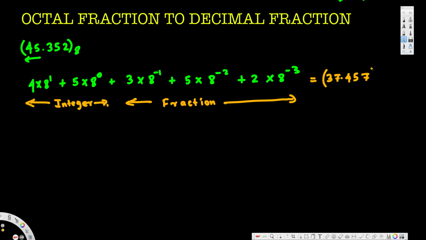For a decimal number, the base is 10. Okay, and that's how we convert an octal fraction number to a decimal fraction number.